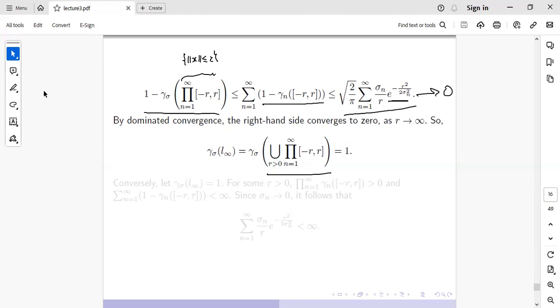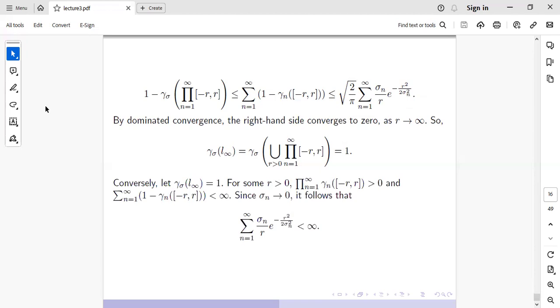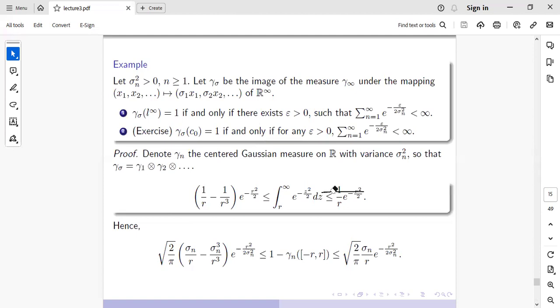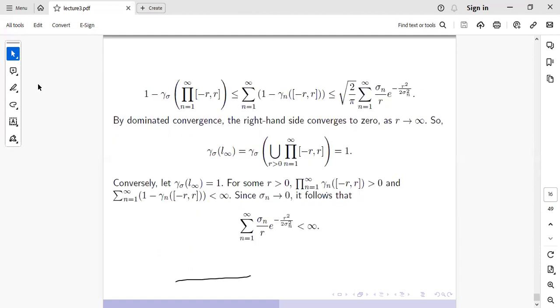Okay, and conversely, it's actually similar. If the measure is concentrated on the space of bounded sequences, then some ball in this space has a positive measure, which is such an infinite product. And an infinite product converges if and only if such a sum converges. And if now we use the second estimate, this one, so here the cube of sigma n over r is not important since sigma n converges to 0. So we will get the convergence of this series.